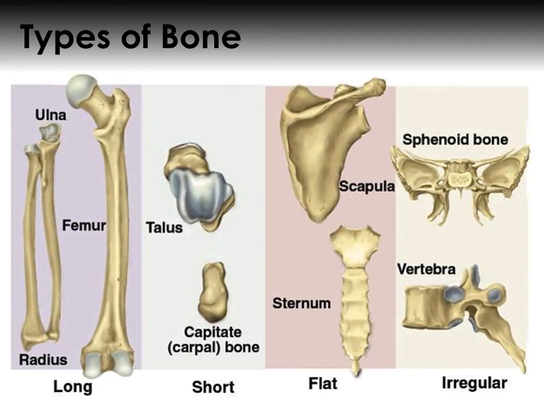Here's just an illustration. So long bones, we have both the femur, the ulna, the radius. Short bones, you have the talus, which is in the ankle, and the carpal bones, which make up the fingers as examples. Flat bones would be the sternum and the scapula. Irregular bones including the sphenoid, which is found in the skull and the vertebrae.